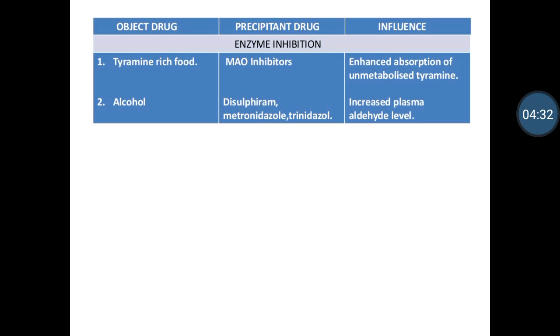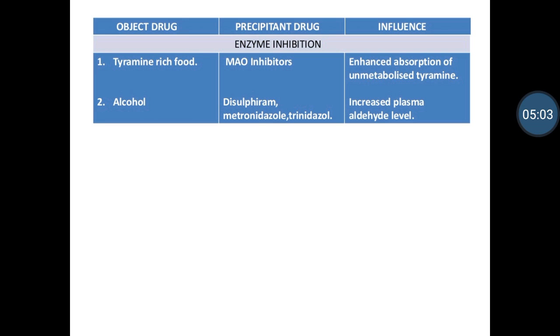Second example: alcohol taken with disulfiram, metronidazole, and tinidazole. It influences an increased plasma aldehyde level. It is a very famous example. Alcohol and disulfiram, what will happen? The amount of aldehyde in the blood increases, so symptoms like uneasiness, nausea, and vomiting are produced due to the presence of aldehyde in your blood or plasma.